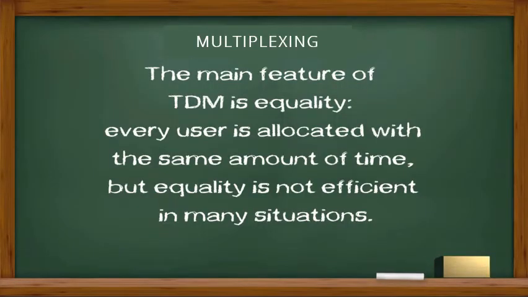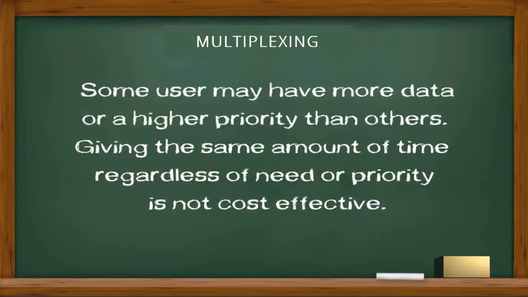The main feature of TDM is equality. Every user is allocated the same amount of time, but equality is not efficient in many situations. Some users may have more data or a higher priority than others. Giving the same amount of time regardless of need or priority is not cost effective.